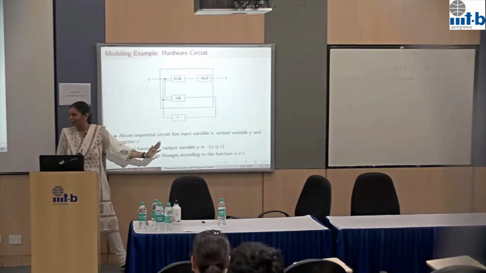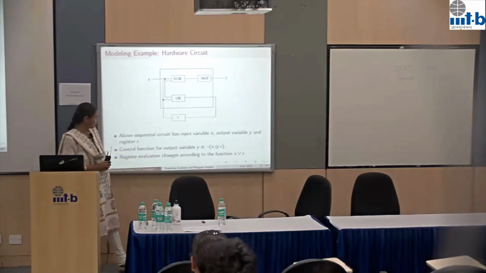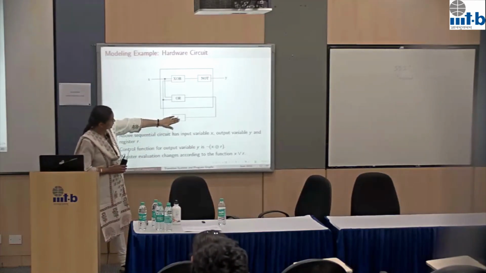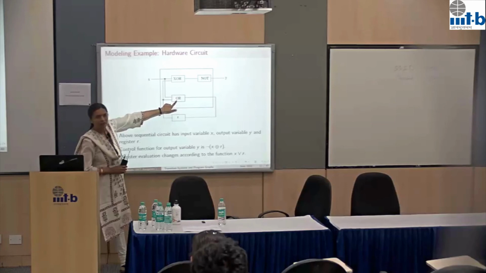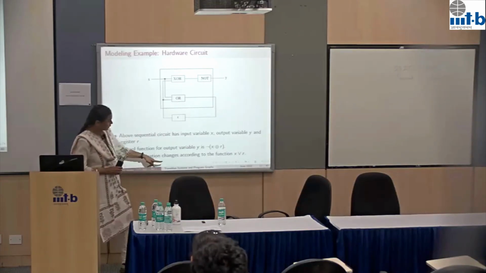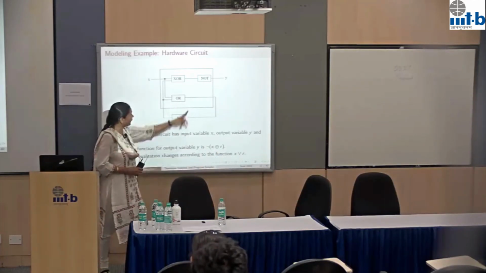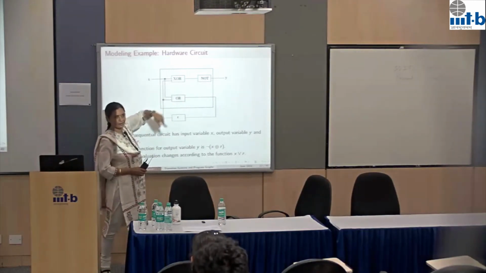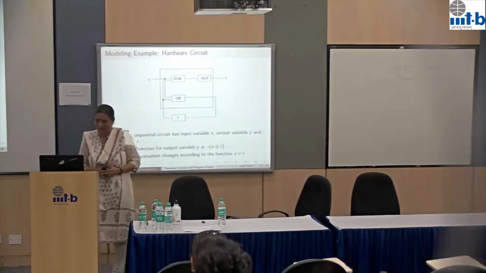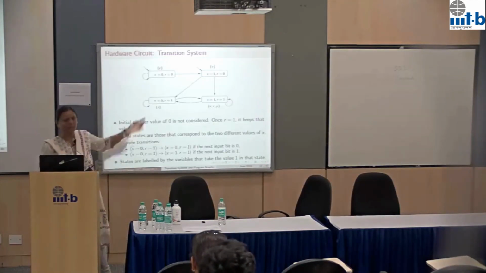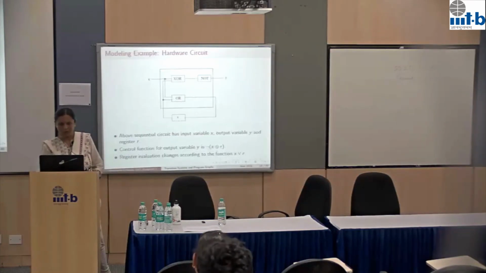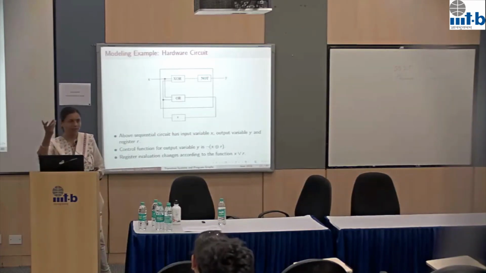I hope you don't have trouble in reading this circuit, right? So this register changes as per this OR. So R changes with X or R, and Y is the negation of R XOR with X. That's this hardware circuit. So this is the graph model of the hardware circuit, right? How many variables are there? X, Y, and R. All three are Boolean variables. So how many states can I have?